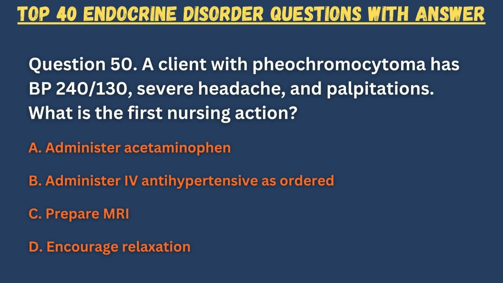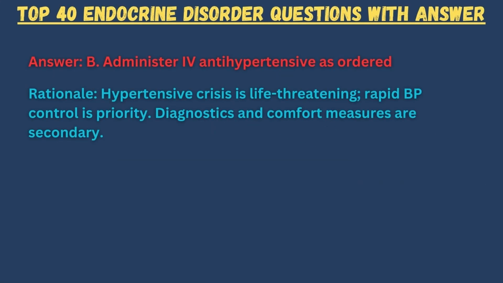Question 50. A client with pheochromocytoma has blood pressure 240/130, severe headache, and palpitations. What is the first nursing action? A. Administer acetaminophen. B. Administer IV antihypertensive as ordered. C. Prepare MRI. D. Encourage relaxation. Answer: B. Administer IV antihypertensive as ordered. Rationale: hypertensive crisis is life-threatening. Rapid blood pressure control is priority. Diagnostics and comfort measures are secondary.